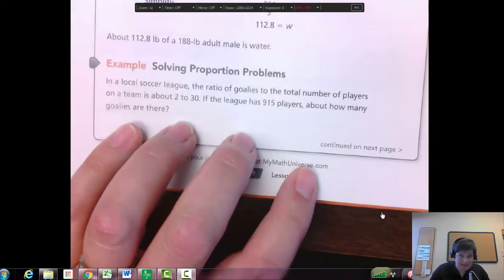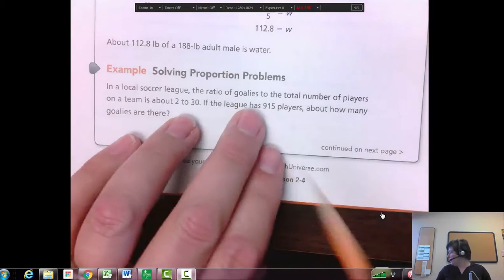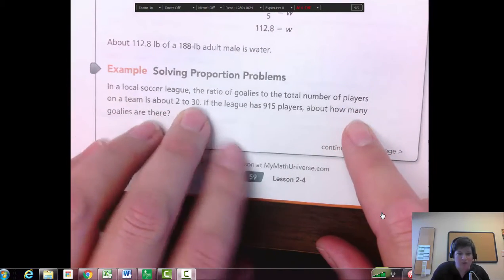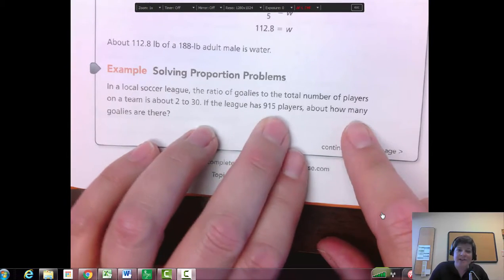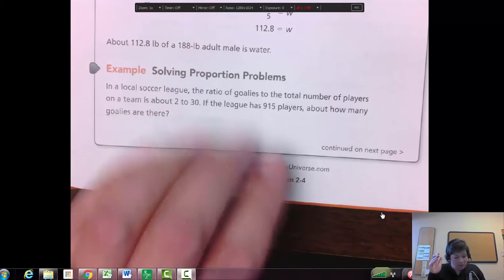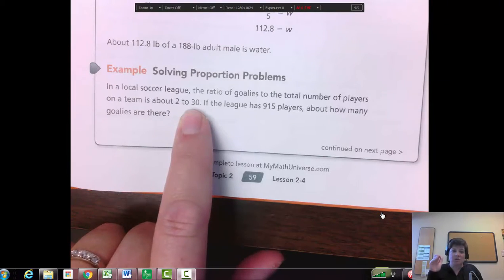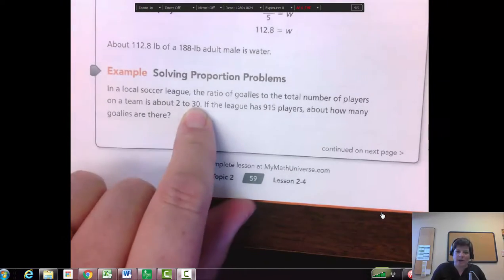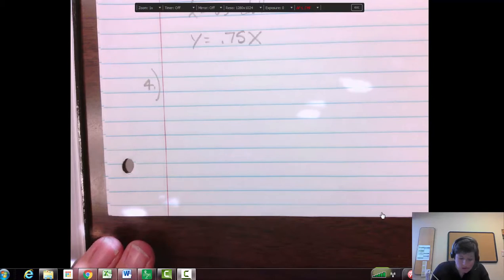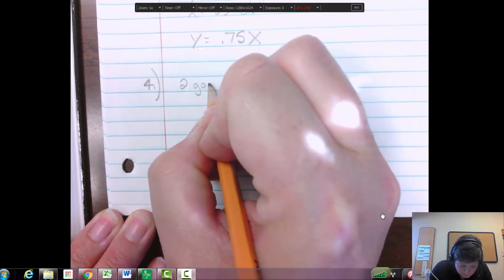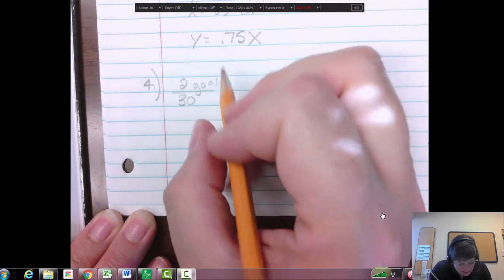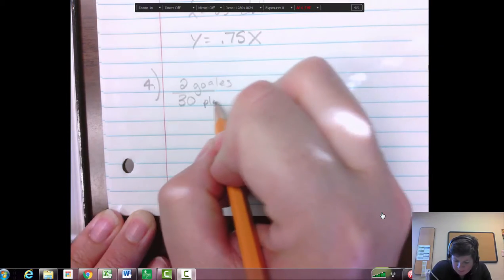In a local soccer league, the ratio of goalies to the total number of players on a team is 2 to 30. If the league has 915 players, about how many goalies are there? So they give you the ratio of goalies to the total number of players on a team is 2 to 30. So let's look at how I'm thinking of writing that in a proportion. We know 2 is the number of goalies, and then 30 is the number of total players. I'll just call them players.